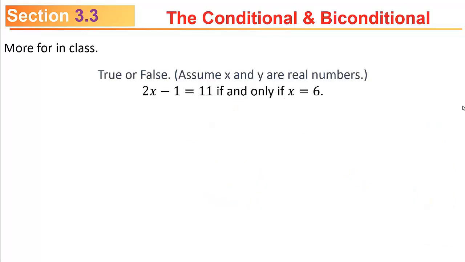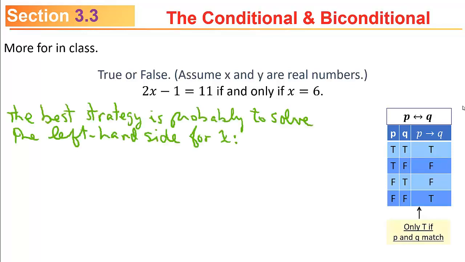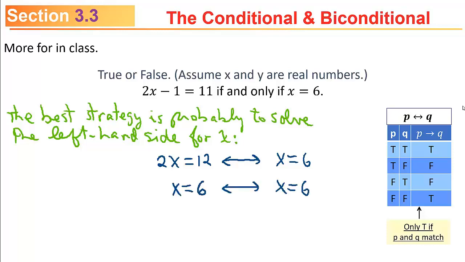Another example. This one has a little twist to it. True or false, assuming x and y are real numbers: 2x minus 1 is equal to 11 if and only if x is equal to 6. Now this is still a biconditional, but the best strategy when you have variables in these things is probably to go ahead and solve for x when they're not solved for x. So I would say take that 2x minus 1 is equal to 11, add a 1 to both sides and divide by 2, and you end up with x equals 6 if and only if x equals 6.